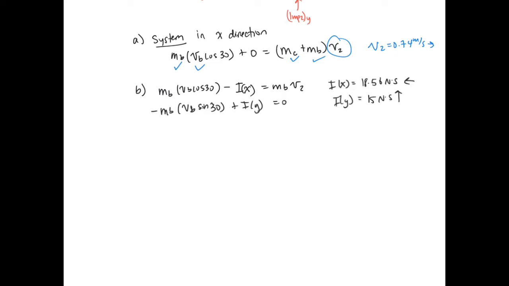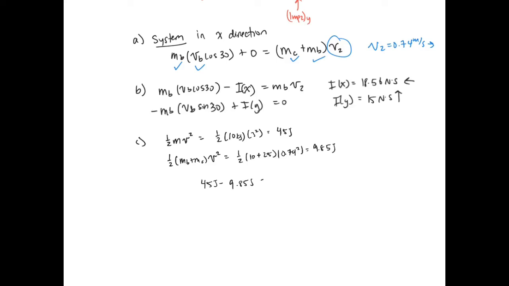Now, for the fraction of energy lost in the impact, we can look at the energy before and after. The total energy of your system in the first state was all driven from your bag, so the kinetic energy would be 1/2 mv squared. In this case, there's only velocity of the bag, so you would have 1/2 times 10 kilograms times 3 squared, which is equal to 45 joules. Afterwards, we have motion of the bag and the cart, so we would have 1/2 times (m bag plus m cart) times v squared. So now we have 1/2 times (10 plus 25) times 0.74 squared, and this is equal to 9.58 joules.